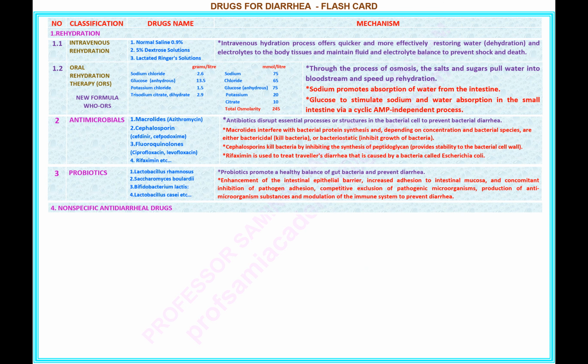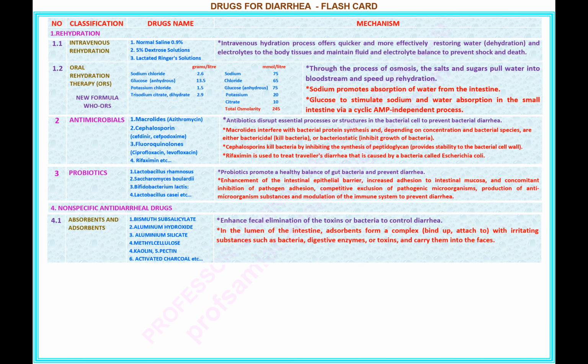Number 4. Name of the classification, non-specific antidiarrheal drugs, 4.1 Absorbents and adsorbents. Drugs name under this classification: 1. Bismuth subsalicylate, 2. Aluminium hydroxide, 3. Aluminium silicate, 4. Methylcellulose, 5. Kaolin, 6. Pectin, 7. Activated charcoal, etc. Mechanism of absorbents and adsorbents. Enhance fecal elimination of the toxins or bacteria to control diarrhea.